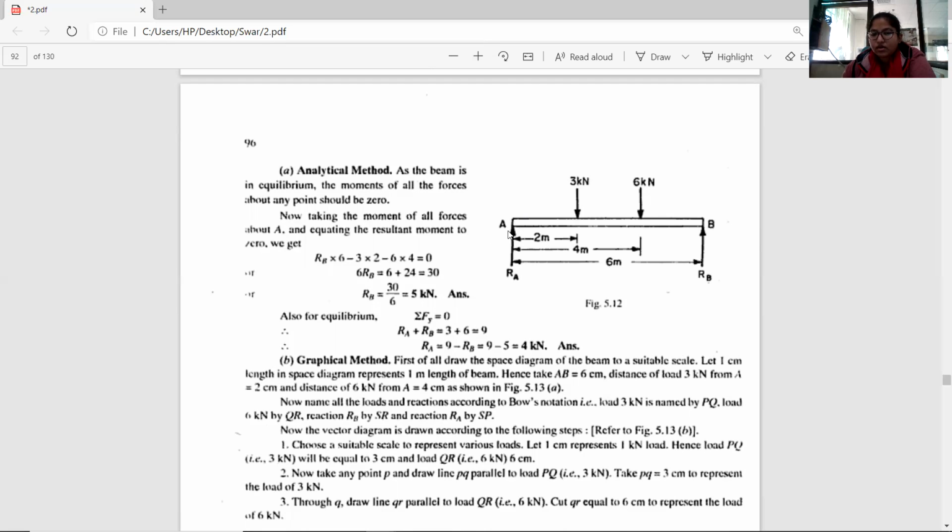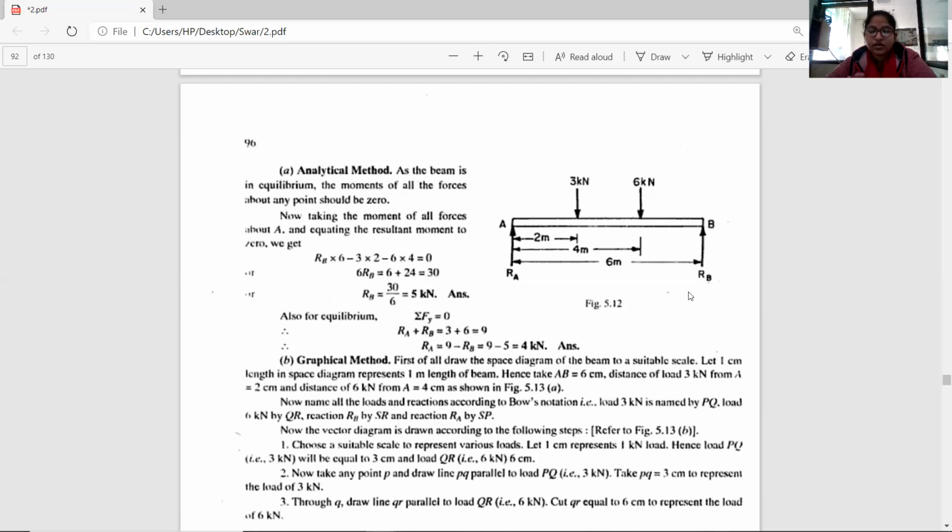So by 2 meter there is 3 kilonewton and by 4 meter there is 6 kilonewton. Then what we have to do is find out the reactions, Ra and Rb. It is more important that we fix our reactions by positive and negative signs.